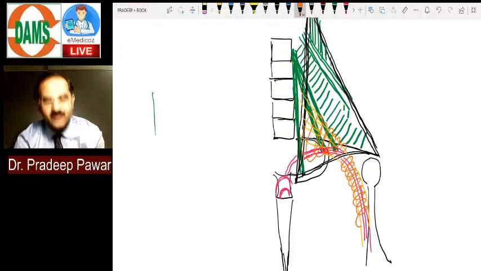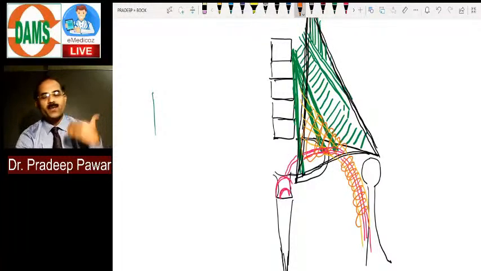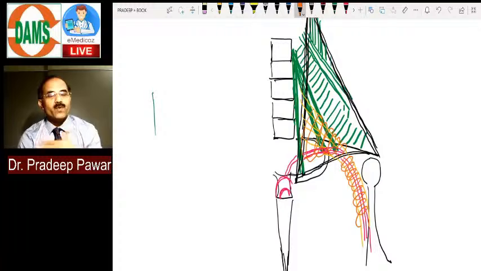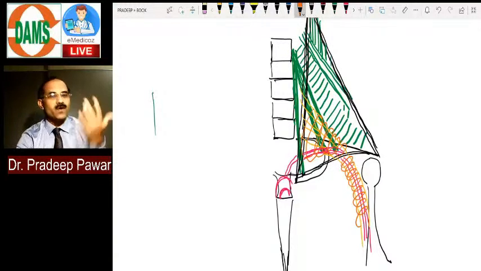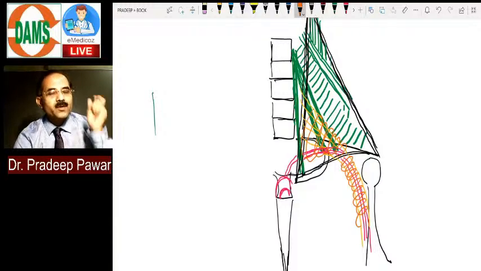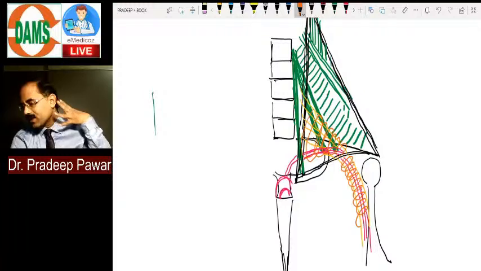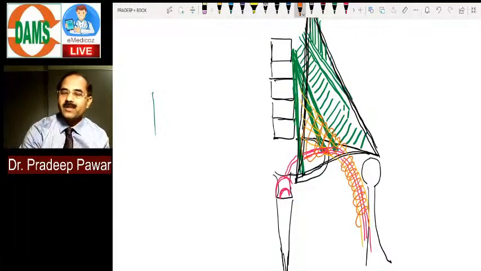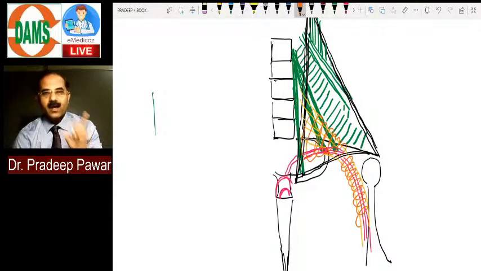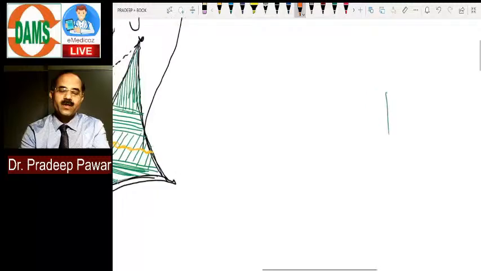If you see in the axilla, the axillary artery and the brachial plexus are put in a sheath. What is this sheath known as? The axillary sheath. You understand? That means the axillary sheath is an extension of the pre-vertebral fascia. So the axillary sheath is nothing but the continuation of the pre-vertebral fascia which goes into the axilla along with the brachial plexus and now the axillary artery. Am I clear? This should be crystal clear. This is very important for you.